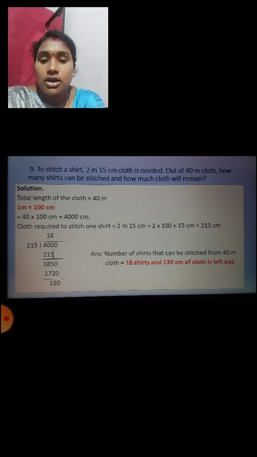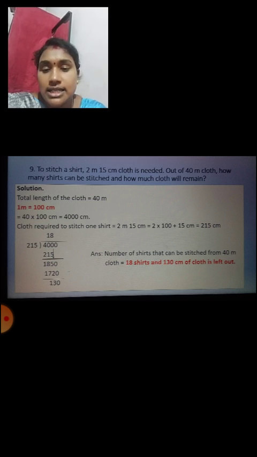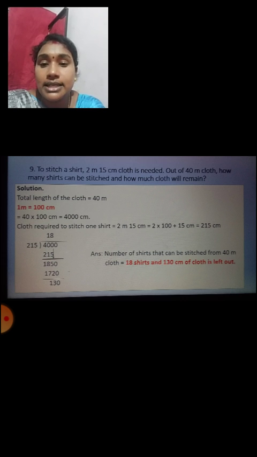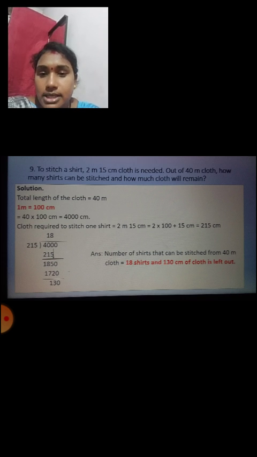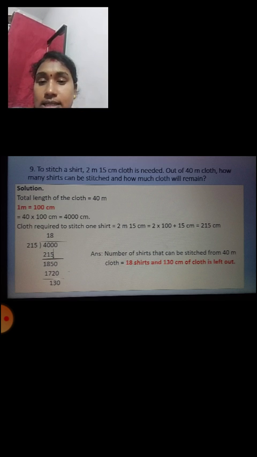So what is the total length of the cloth you have? It is 40 meters. Whenever two units of number are given, like 2 meters and 15 centimeters, you have to convert the greater unit into the smaller unit, that is meters into centimeters. Okay, children? Because it is pretty difficult to convert centimeters into meters. So now you convert 2 meters into centimeters. Here the total length of the cloth, 40 meters, is converted into 4000 centimeters.